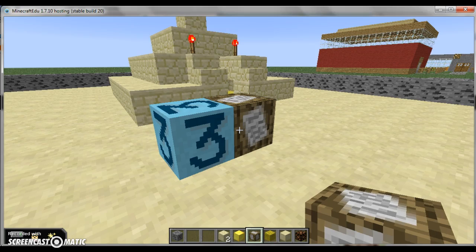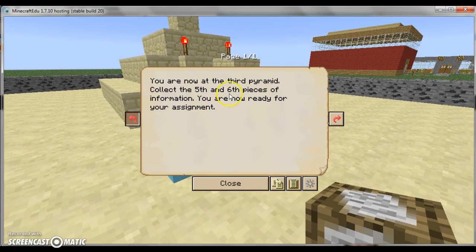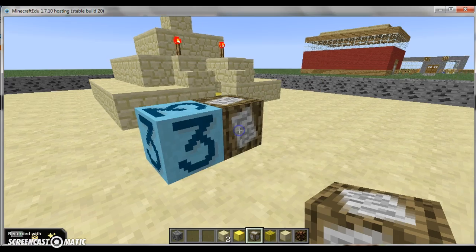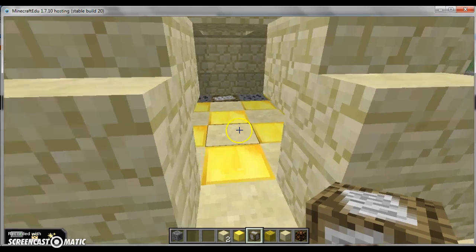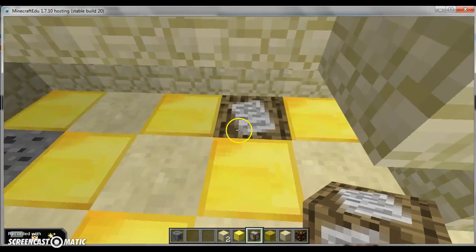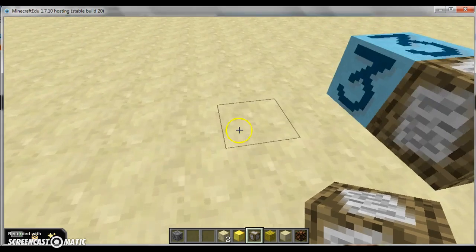So now we come up to the 3rd pyramid. Again, that's the final one, and it just reminds the students that after they've collected the 5th and 6th pieces of information, they would be ready for their assignment. So then the students would quickly go inside. This is the smallest pyramid, so it's actually quite easy to find the info blocks. And then once they've found that, they are now ready for the assignment.